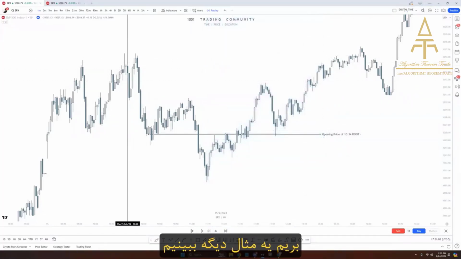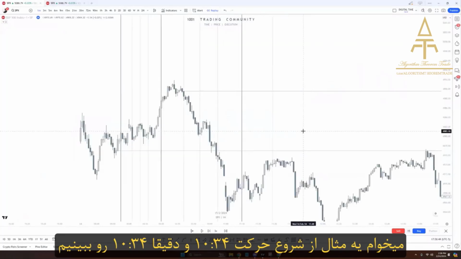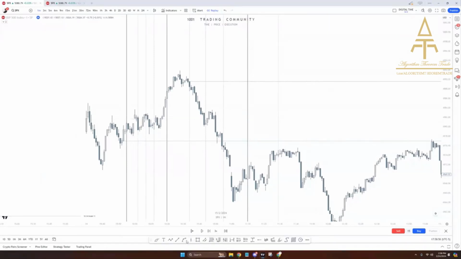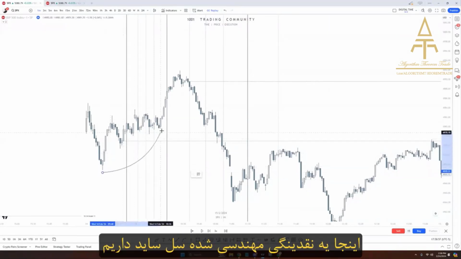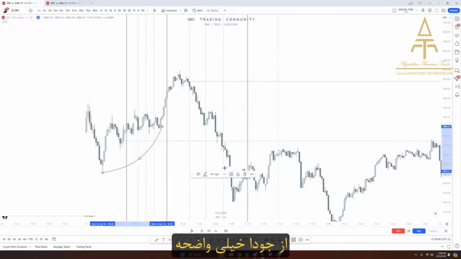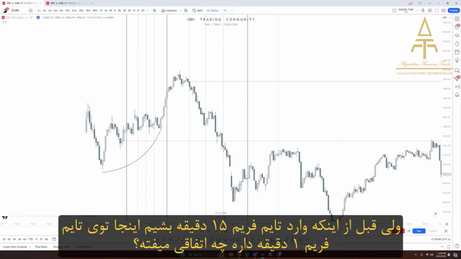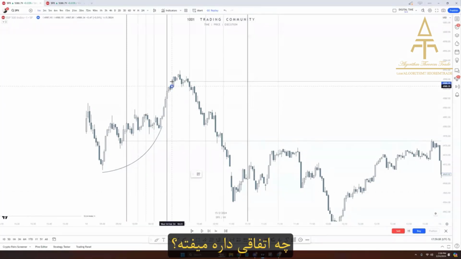Let's go through another example. Now here's an example of the 10:34 movement beginning at exactly 10:34. Why is that the case? There's engineered sell side. It's pretty obvious from Judas. But what's happening up here on the 1 minute time frame? Before we proceed to the 15 minute, what's happening here?